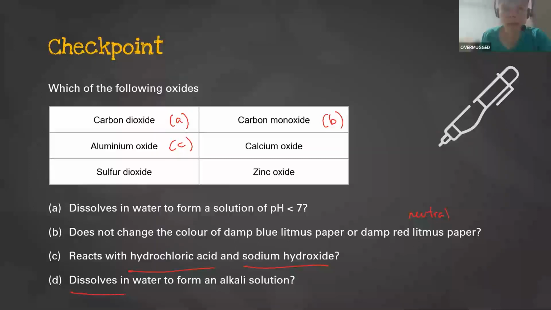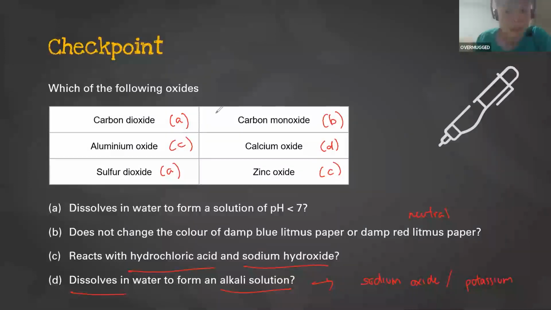Dissolves in water to form an alkali solution. Remember what are the three common alkalis? Oh wait, this one also C, sorry. This one also A. Did I forget to change something? Oh, I think I forgot to change something. Okay, this one, the best answer in this case would be D, because there's no sodium oxide or potassium oxide over here. If there's sodium oxide or potassium oxide, that would be the answer. I think I forgot to change this.